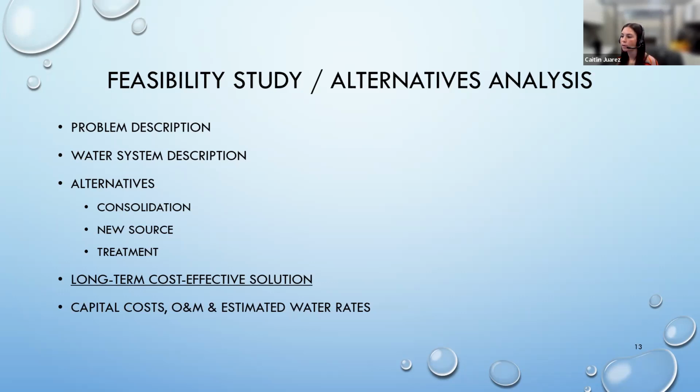As far as alternatives, although there could be many, we definitely want to see that consolidation is looked at. And we want to look at community water systems within a 3-mile radius. We may consider drilling a new well or a new source. And we also want to look at installing treatment.